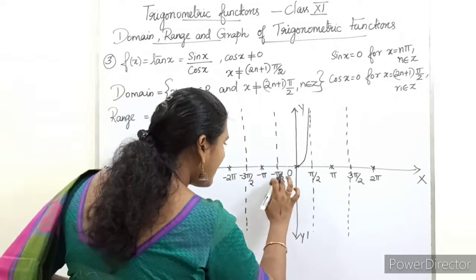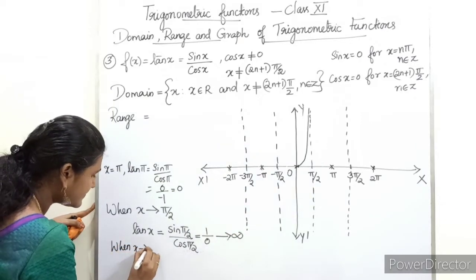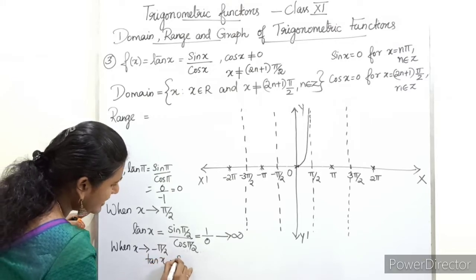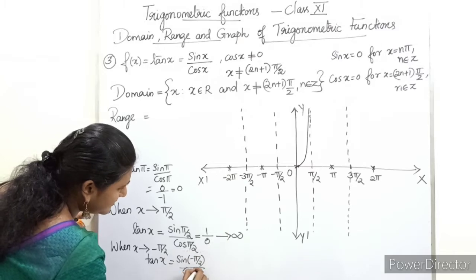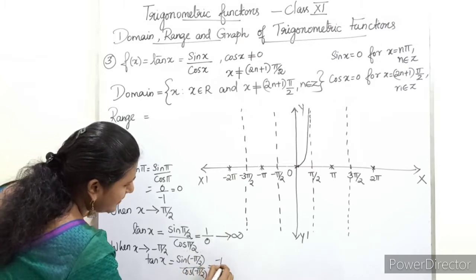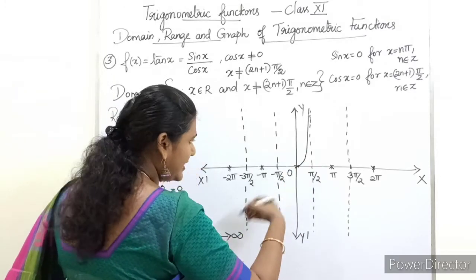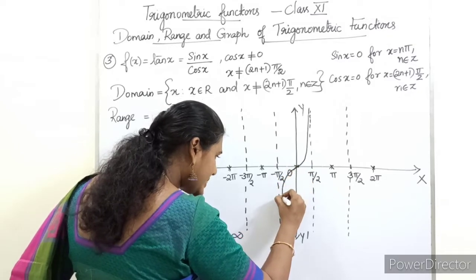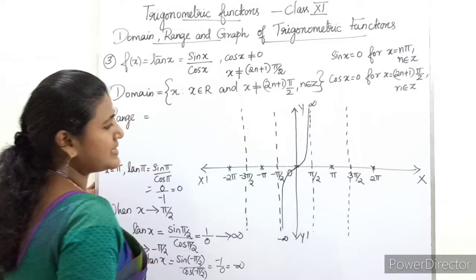Now what about minus pi by 2? When x tends to minus pi by 2, tan x tends to sin of minus pi by 2 by cos of minus pi by 2, that is minus 1 by 0, equal to minus infinity. You will get it in the downward direction. That is, when x tends to minus pi by 2, tan x tends to minus infinity. So this is minus infinity and plus infinity.